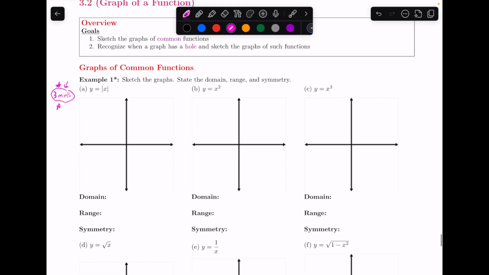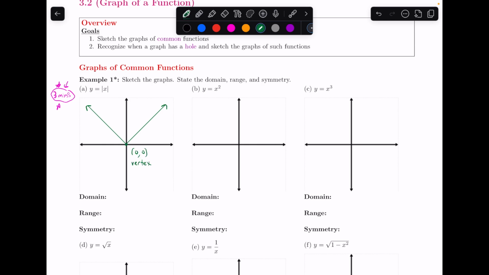Okay, so hopefully you did that. Hopefully you paused it to try it. Let's talk about them. So my absolute value of x graph, this has this upwards V shape. So it goes this way, then it kind of has this point, and then it goes upwards like this. So it goes through the origin, and this point at the origin is called the vertex.